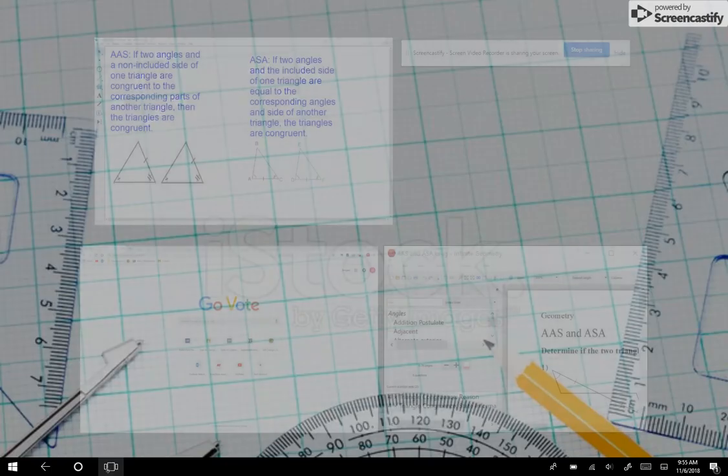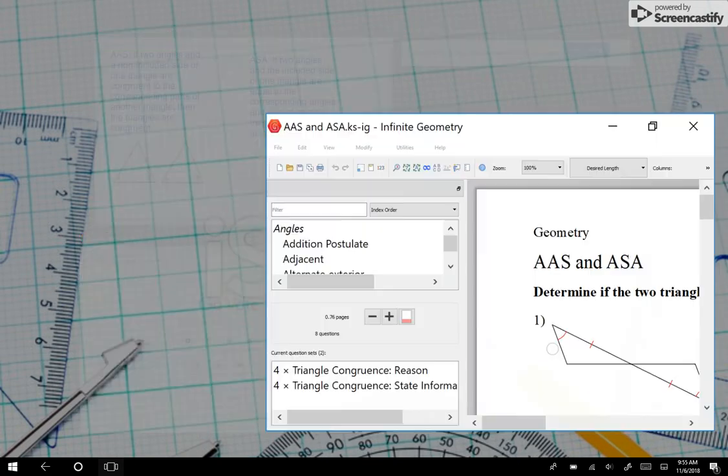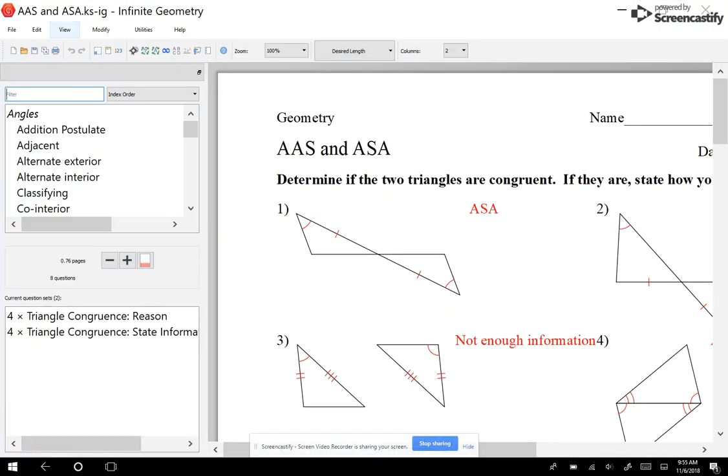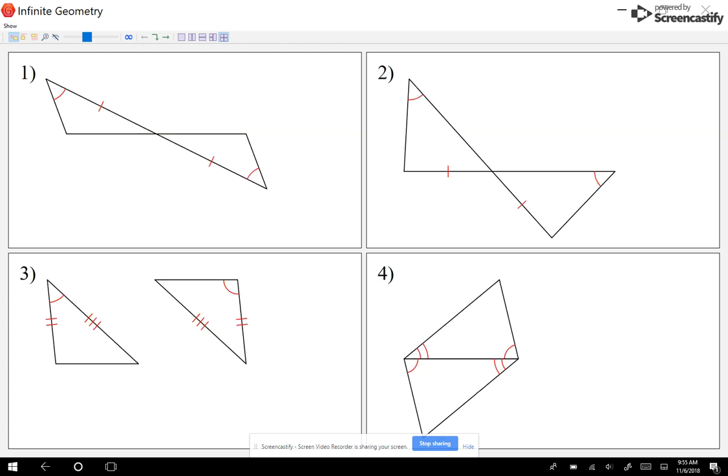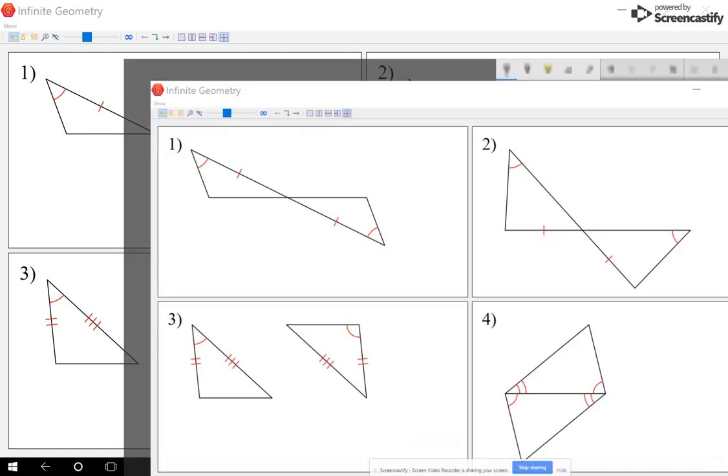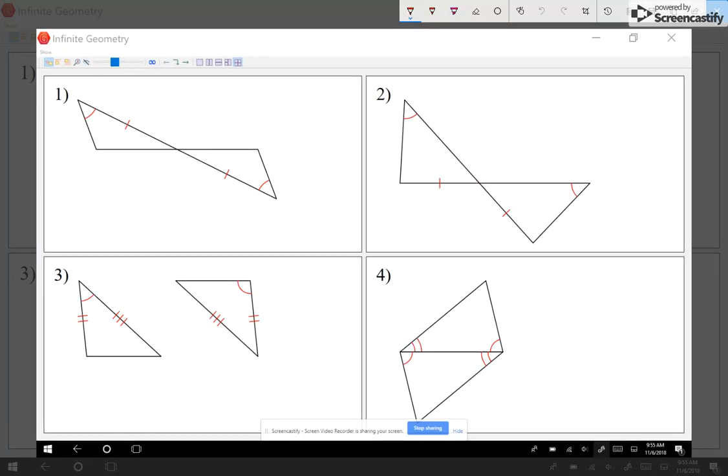So the homework, let's take a look at our homework. Looking at the first one, I have: determine if the two triangles are congruent, and if they are, state how you know. Let me take the instructions out. So I'm just being asked if they are congruent, and if they are, how do I know?